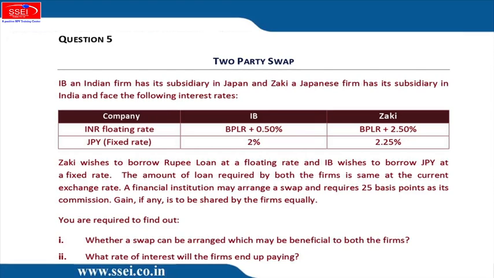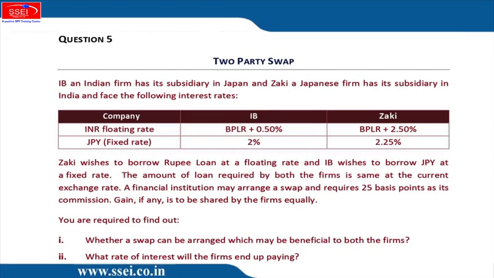So the effective cost without the swap is BPLR plus 2.5 plus 2, that is BPLR plus 4.5. The effective cost with the swap is BPLR plus 0.5 plus 2.25, which is BPLR plus 2.75. So the benefit of the swap is 1.75%, out of which 0.25% shall be enjoyed by the intermediate bank. So 1.5% shall remain for the two companies to be shared equally.